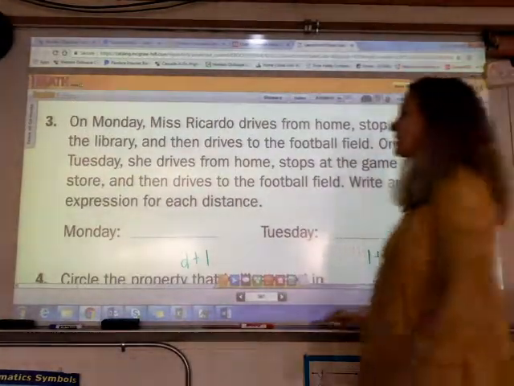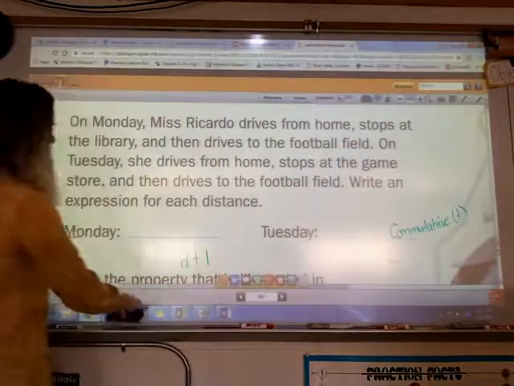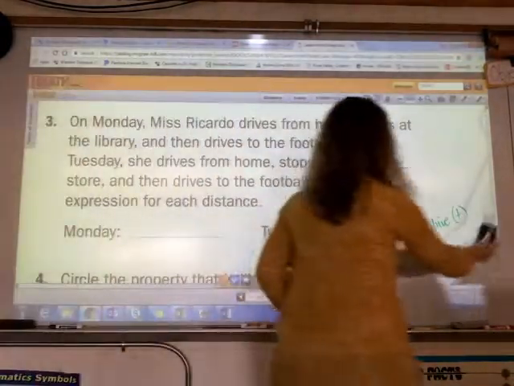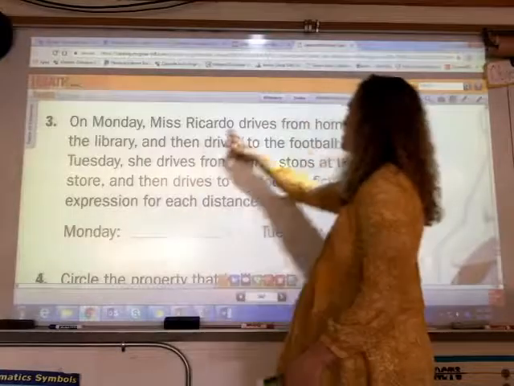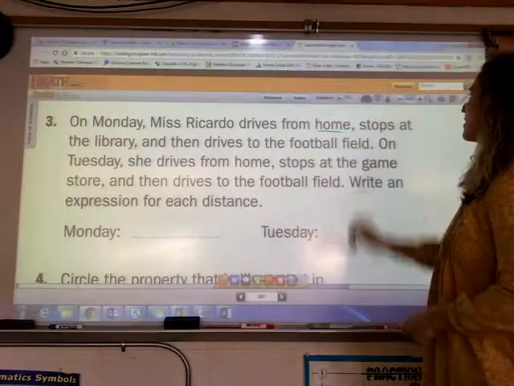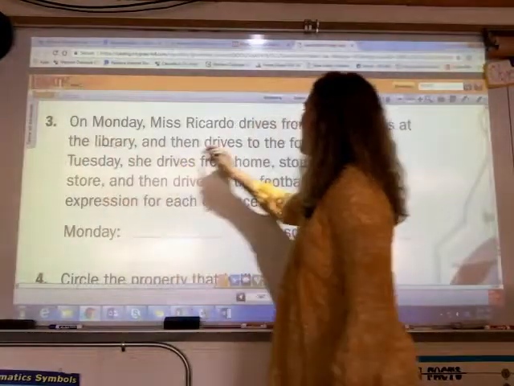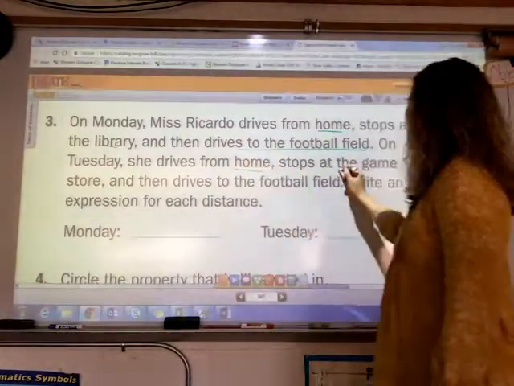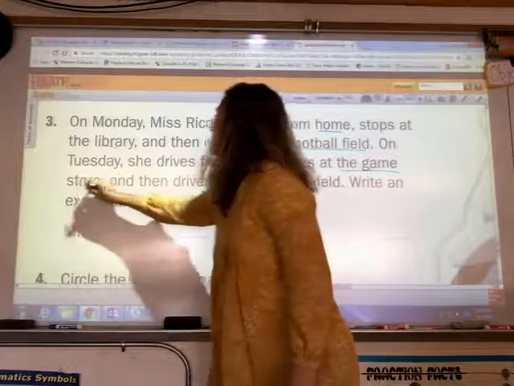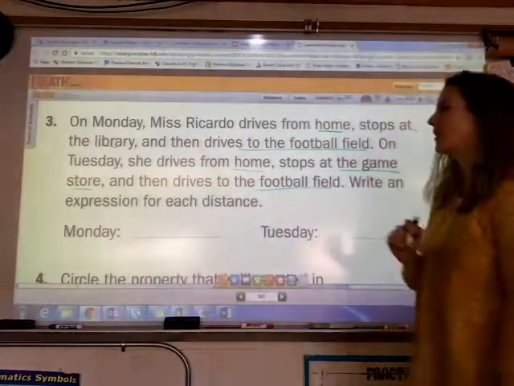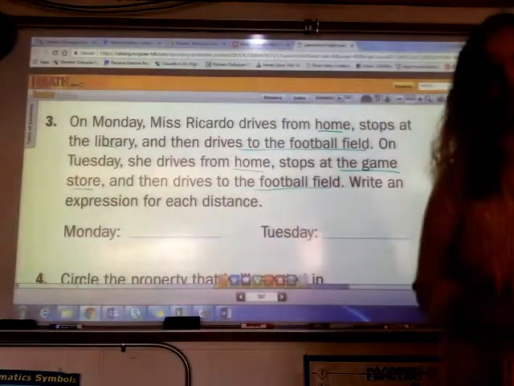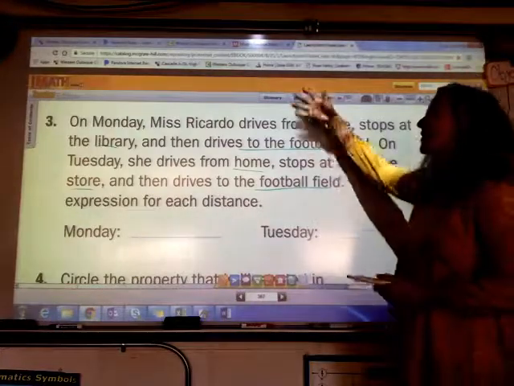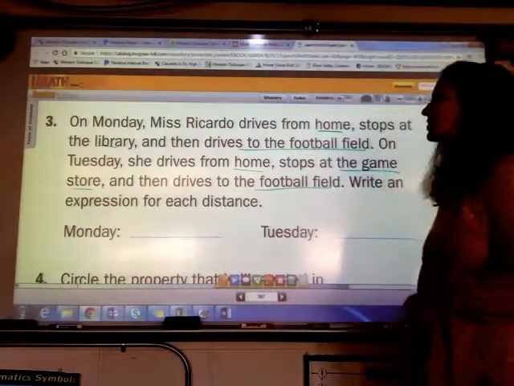Next, the situation is asking us to write an expression for our distance. So they changed it up a little bit. It says on Monday, Mrs. Ricardo drives from home, stops at the library, and then drives to the football field. Tuesday, she drives from home, stops at the game store, and then drives to the football field. Write an expression for each distance. Again, using the graphic that we have up top, we're going to be looking at our distances.